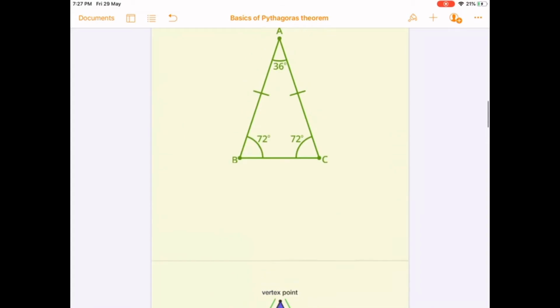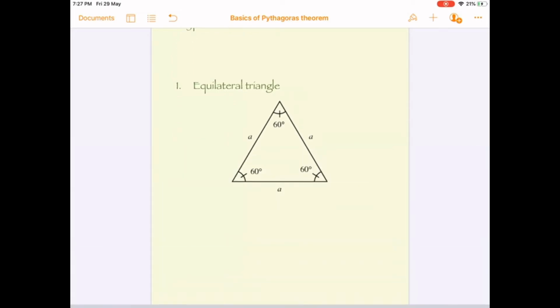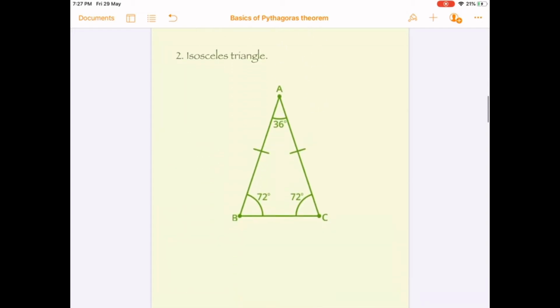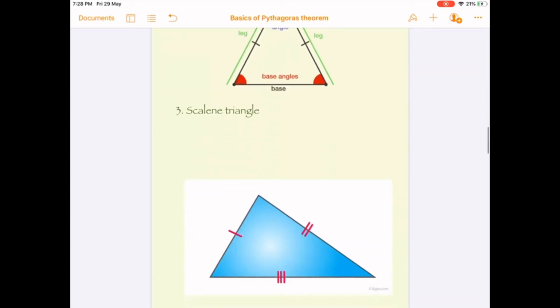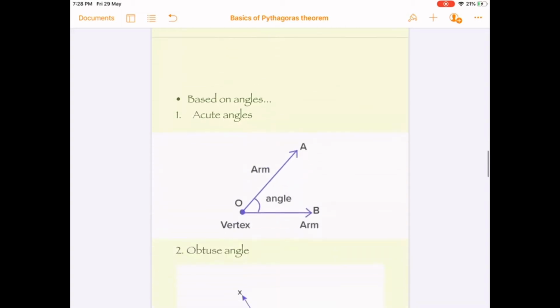Let us quickly revise the triangles based on their sides. An equilateral triangle has all the sides equal and all the angles equal, and the angle is 60 degrees, which is fixed. In an isosceles triangle, two sides are equal, two angles are equal, and those two angles are the base angles, and one side is different and one angle is different. In a scalene triangle, all three sides are different and all three angles are different.